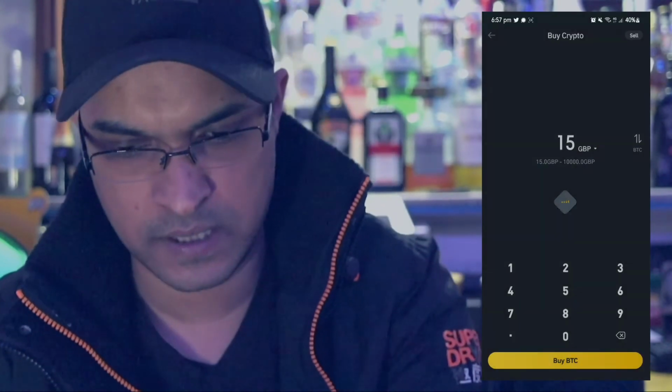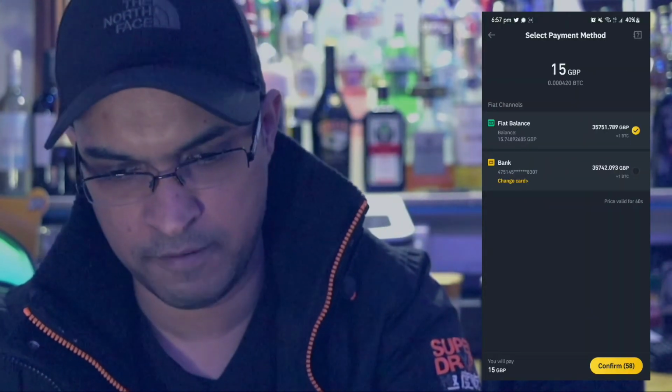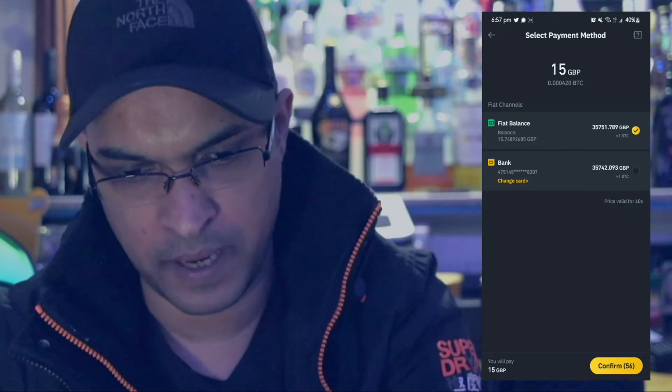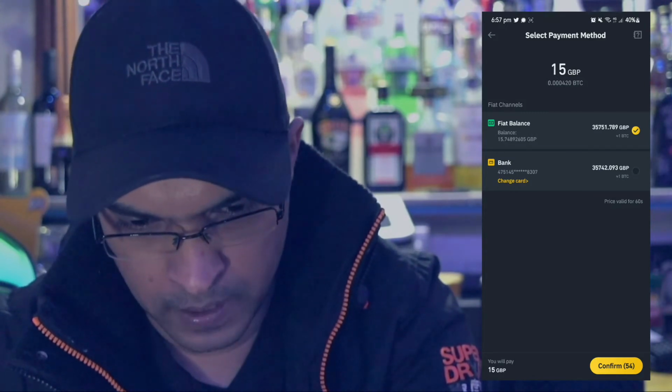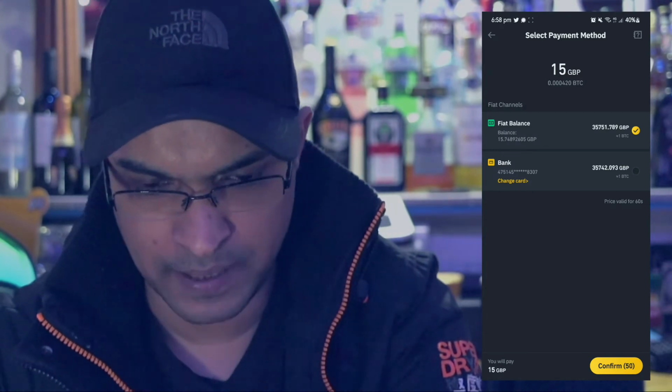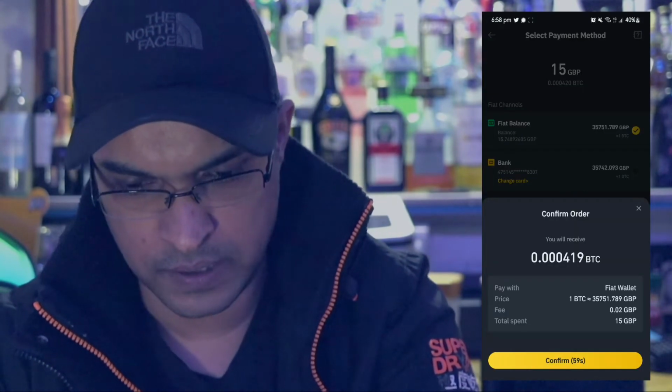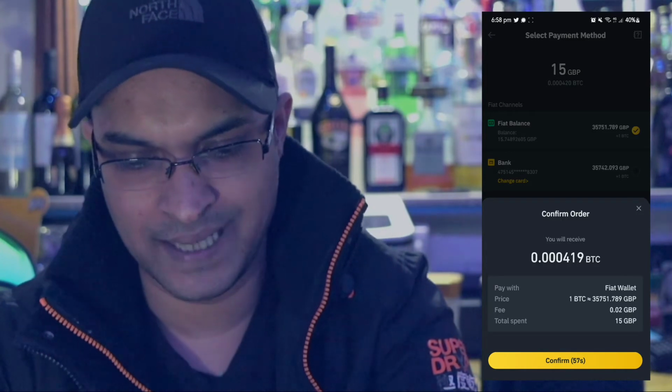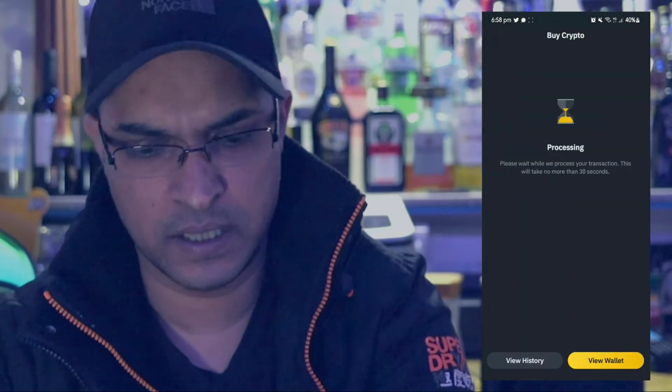It says buy BTC. The option I'm going to get is, do you want to pay from your fiat balance, or do you want to pay from your bank or card or whatever? So I'm just going to pay from my fiat balance, confirm that. Right, so it's telling me this is how much I'm going to buy, and this is how much fees I'm going to pay. Fees are dependent on what you do.